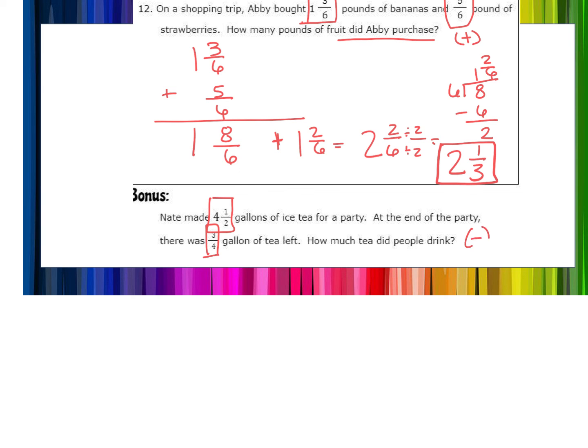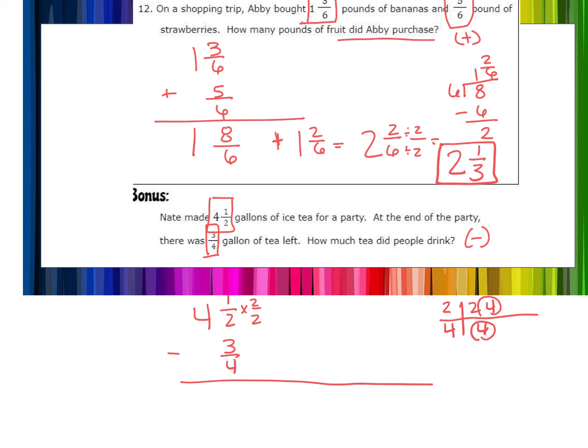So we are subtracting 4 1/2 minus 3/4. I cannot subtract them because I do not have a common denominator. So I have to go over here and do multiples. 2, 4. My least common multiple is 4. So whatever I do to the top, I have to do to the bottom. This is times 1 over 1. That's 3/4.